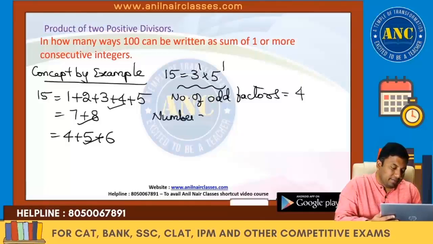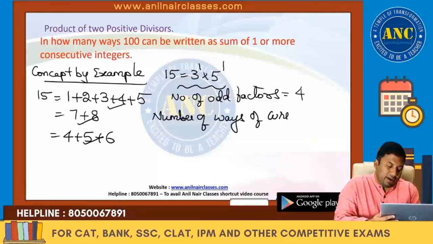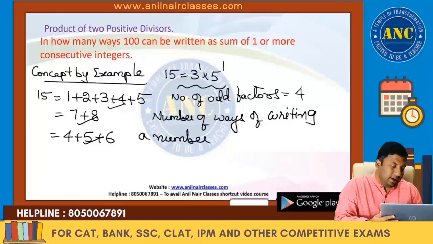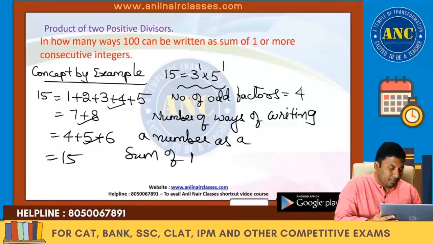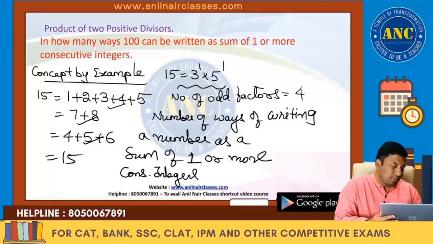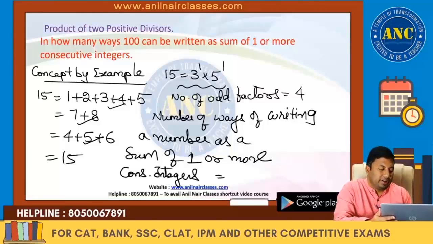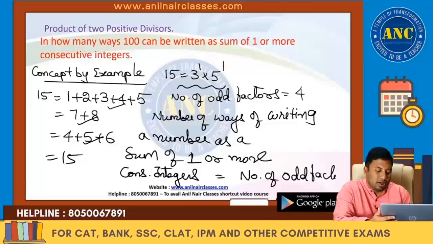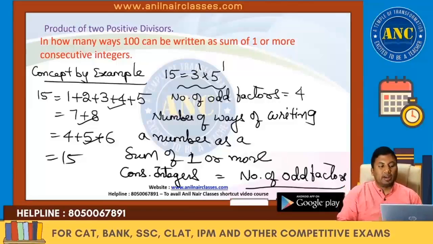Number of ways. I will also give you the proof. Number of ways of writing a number, 15, as a sum of one or more consecutive integers, is nothing but the number of odd factors.